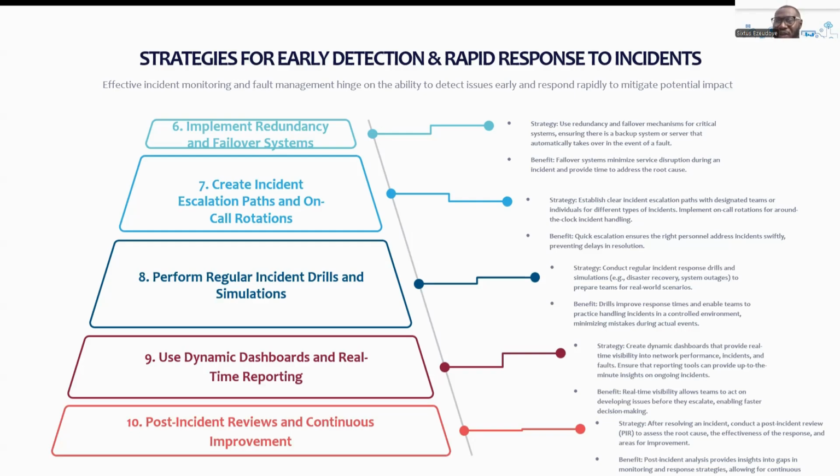Using a redundancy and failover mechanism for critical systems ensures that you have a backup system or server that automatically takes over in the event of a fault. What this means is when your primary link or your primary route is down, there must be a backup system or a secondary route so that the entire IT infrastructure or your network infrastructure is not totally down.